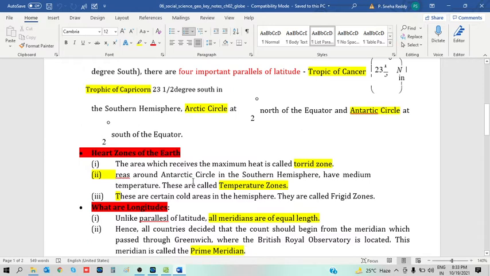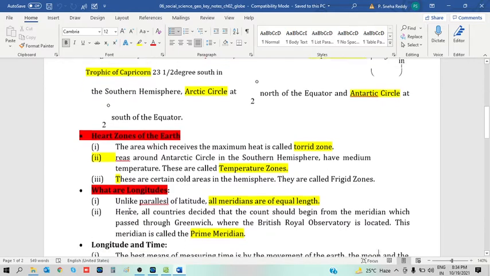The areas around the Arctic Circle in the northern hemisphere and the Antarctic Circle in the southern hemisphere have medium temperature. These are called temperate zones. They lie north of the Tropic of Cancer and south of the Tropic of Capricorn. And the third one is the frigid zone, the polar regions, very cold areas in the hemispheres, with very low temperature.